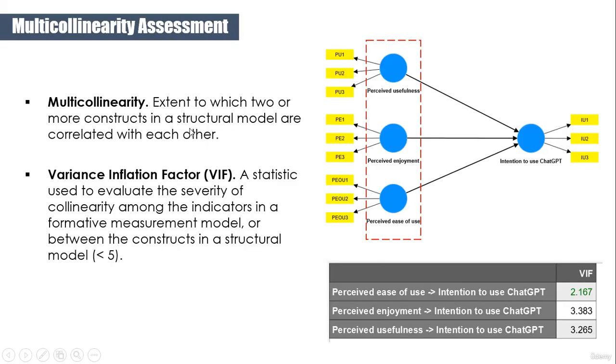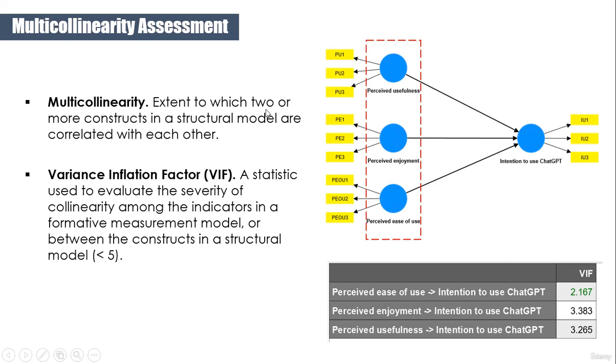So first of all, the multicollinearity assessment, which I have already done in SPSS, but if you want to do it in Smart PLS, you can. Multicollinearity basically assesses the high correlation among the independent or exogenous constructs. So the VIF value should be less than 5, and all the VIF values are less than 5. That's why multicollinearity is not a problem in our case.